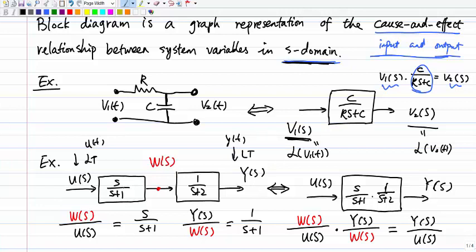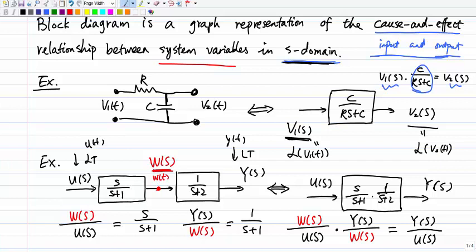So I could have multiple blocks. The reason I call it multiple blocks is that here I can introduce an intermediate variable W s. Because the block diagram just talks about the relation between the system variables, I can say I have W s as a variable over here. This is my output over here. This is W. You can consider in the time domain this is W t.